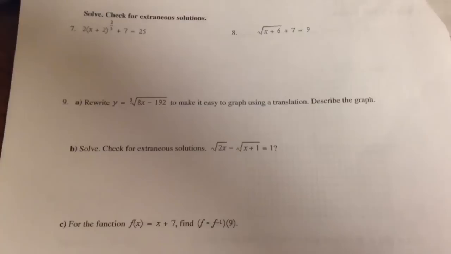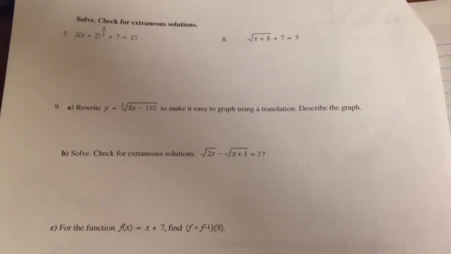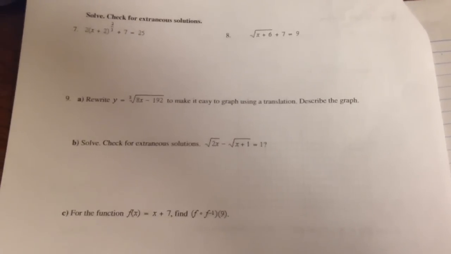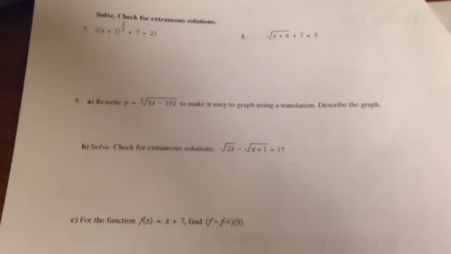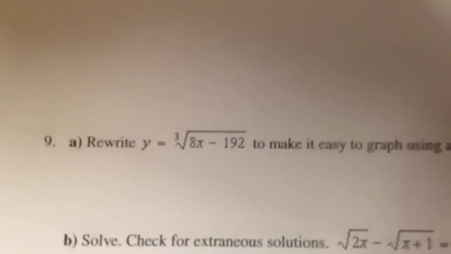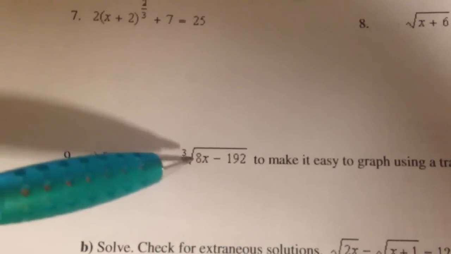Number 9a is asking you to rewrite y equals the cube root of 8x minus 192 to make it easy to graph using a translation. Describe the graph. The issue here, guys, is that the 8x is inside the radical. In order to graph, there cannot be a coefficient in front of that x. So we want to get that 8 to be out of there.